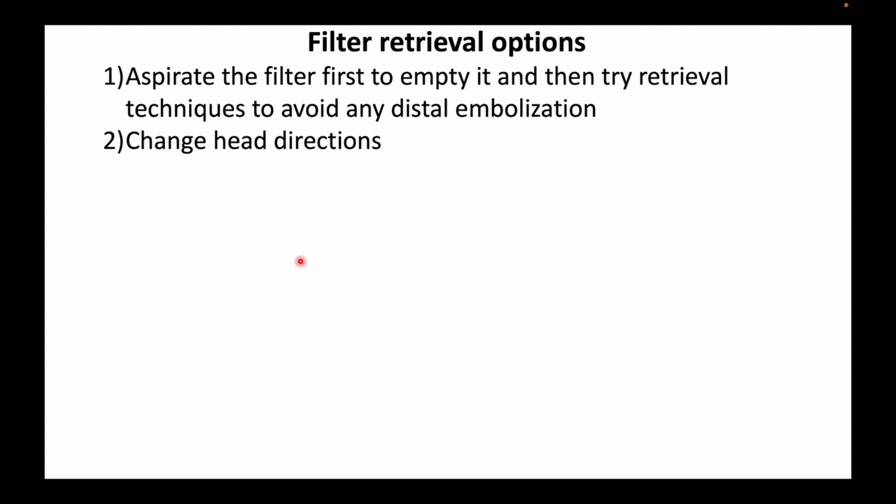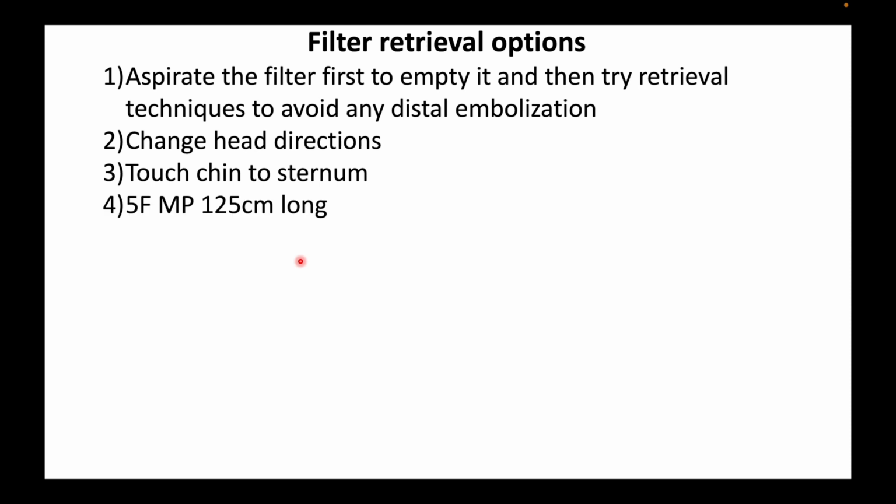At times, the capturing system, the retrieval device that you take in to capture the filter, gets stuck on the lower border of the stent and does not go into the stent to come across. For that, try to change the direction of the head. By changing the direction of the head, the shape of the carotid changes and you may easily take it across the stent. The other thing could be to ask the patient to flex the neck and touch the chin to the sternum. Again, it may change the angulation in a way that the retrieval device goes into the stent easily.